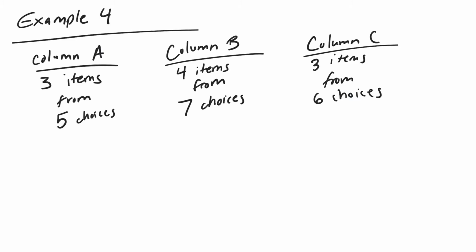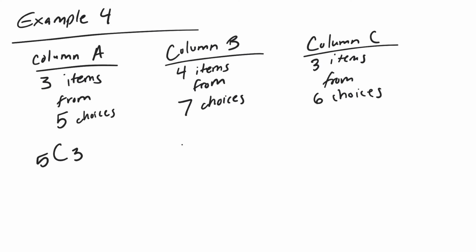So in column A, oh, and by the way, order doesn't matter here, right? Because if I pick the General's chicken first, and then the sesame chicken, and then the mushu pork, or if I pick the mushu pork and then the sesame chicken and then the General's chicken, I'm still getting those 3 items. It doesn't matter which order I put them in. So this is a combination 5, choose 3.